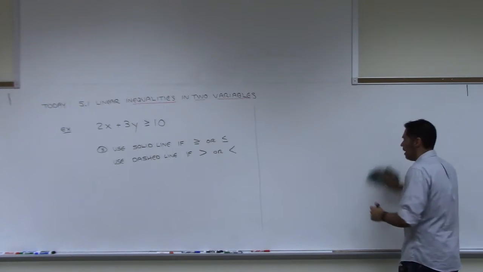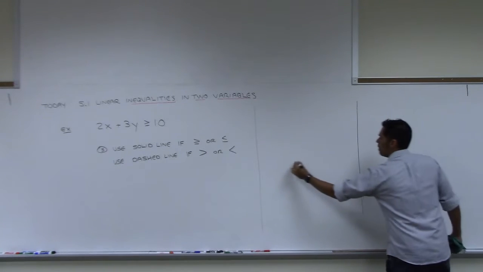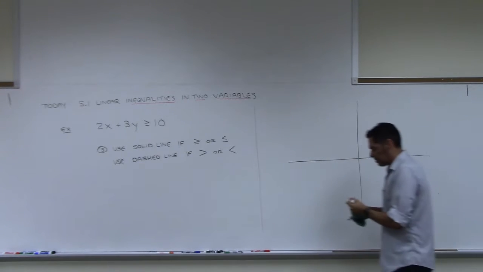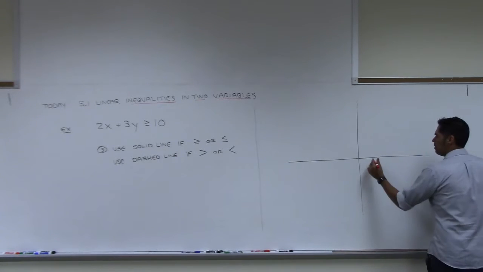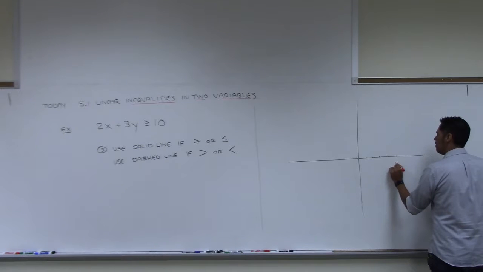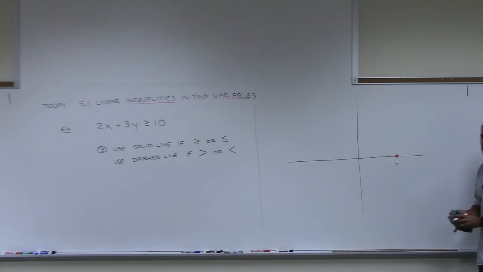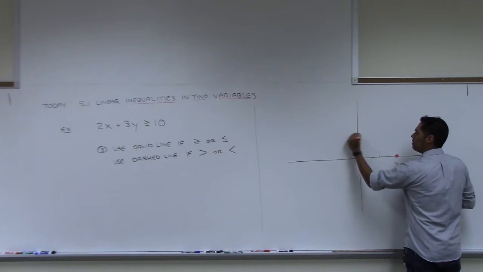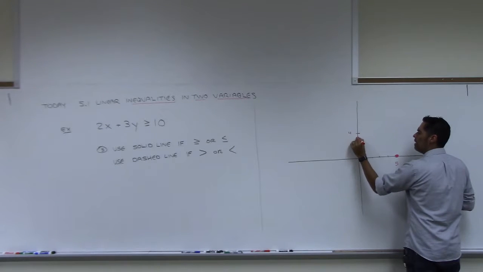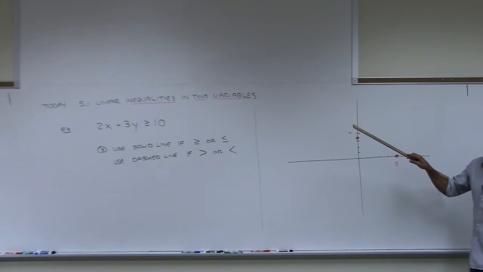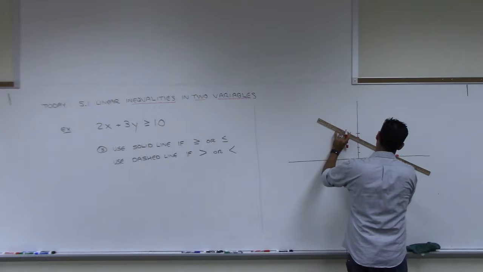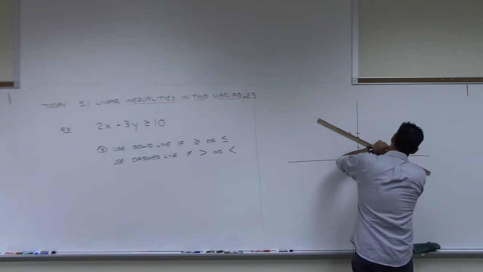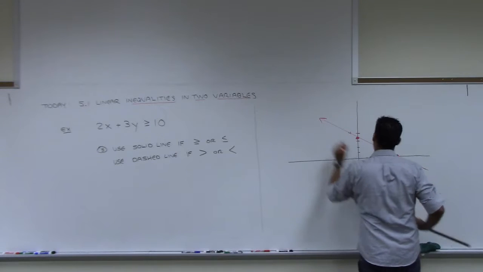And remember what those x and y-intercepts were. I had an x-intercept, what was it, 5, 0? 5, 0, so 1, 2, 3, 4, 5, here's 5, 5, 0. And then I had a y-intercept of 0 and then 3.333, right? So 1, 2, 3, here's 4. So 3.3 is about right here. And now I'm going to connect those two with a solid line. And that line goes forever.